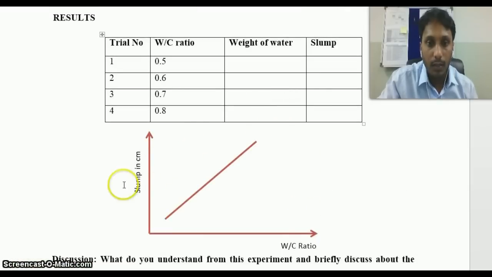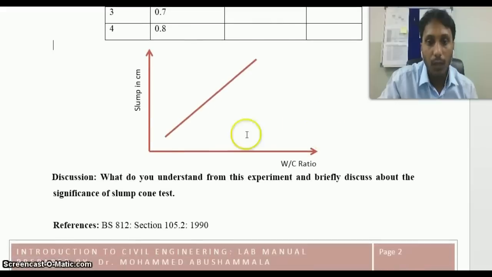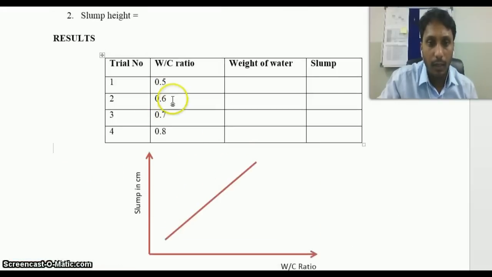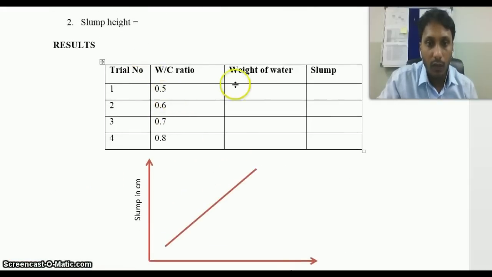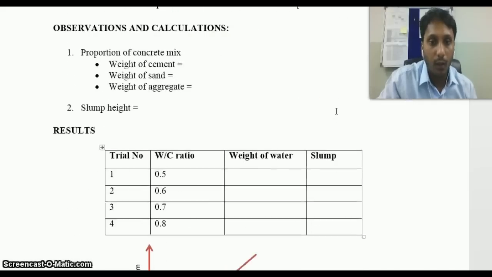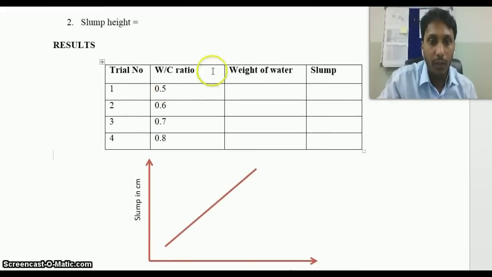Once you have done with this, you have to plot a graph between water cement ratio and slump. You come prepared to the class, like calculating the weight of water at home itself, so then you can directly do the experiment. Generally, if you do with 0.5 water cement ratio, you may not observe a slump there. From 0.6, 0.7, 0.8, you can observe different types of slumps.